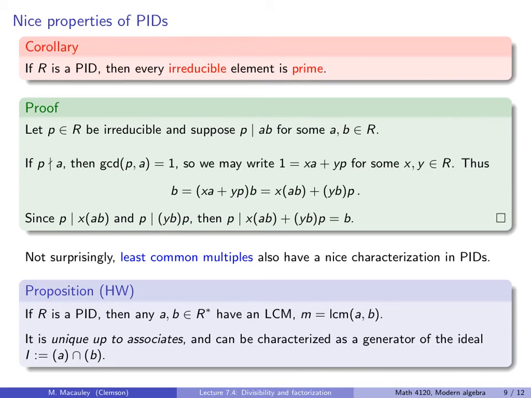You can think of the former as the multiples of A and the latter as the multiples of B, so things in the intersection are the common multiples to A and B. Now that is an ideal, and since we are in a PID, the ideal is principal, meaning it is generated by a single element, and that element turns out to, by this proposition, be the LCM of A and B. Not surprisingly.